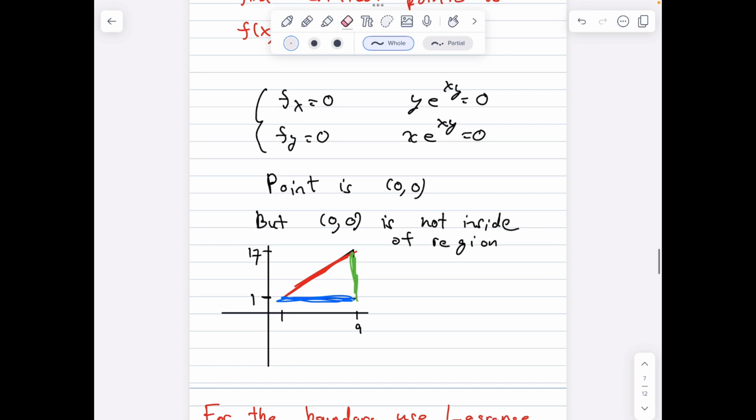But this is really important, and maybe I should have mentioned this when I was going over the first problem. That point needs to be inside your region. If it's not inside the region, we're going to discount it. So in this case, you get (0, 0), but it is not in the region that we are speaking of here, so we're not even going to take that into consideration.